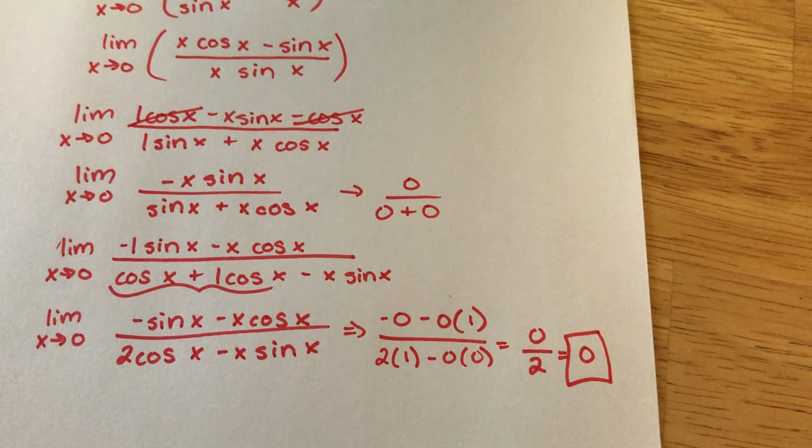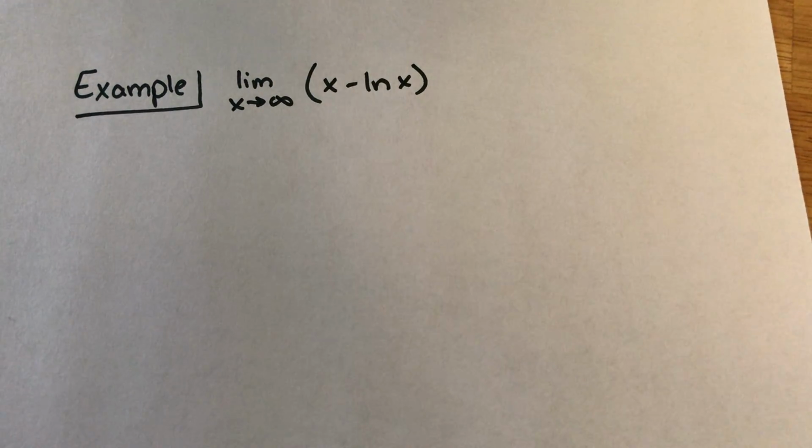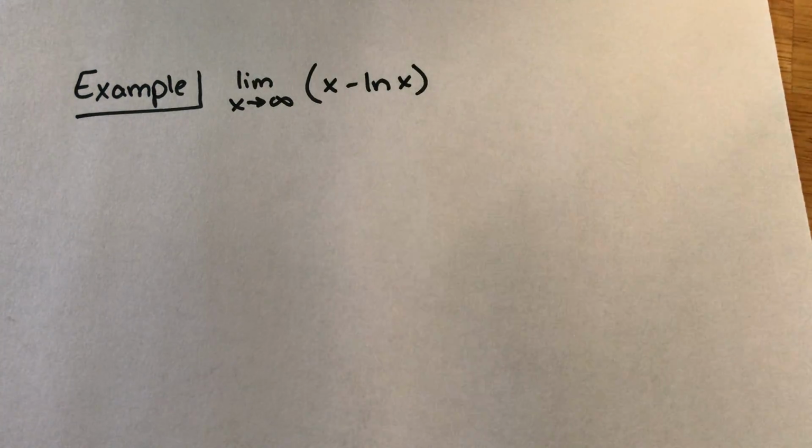Now that I've got that handled, we'll go ahead and flip over to our final example. And this one is going to be a little less obvious. So this one says the limit as x approaches infinity of x minus ln of x.